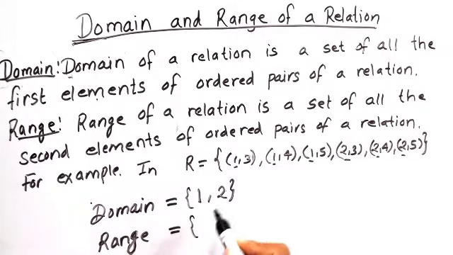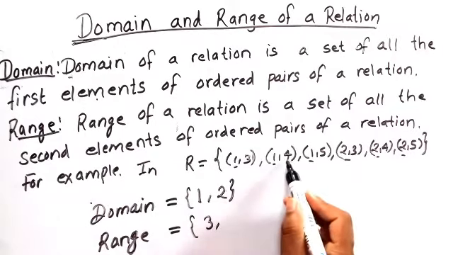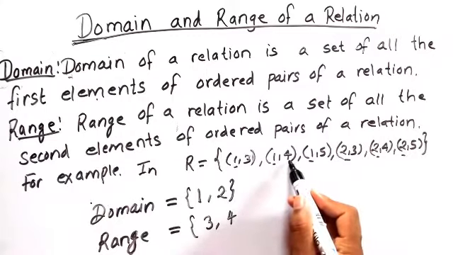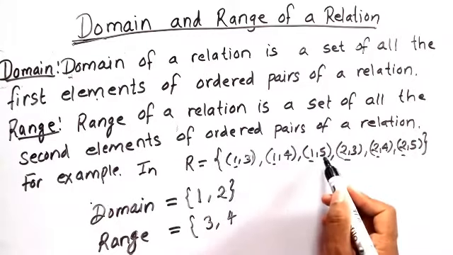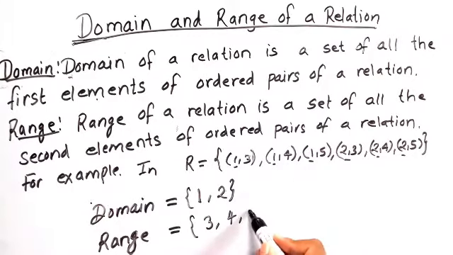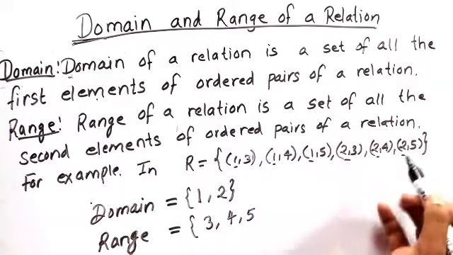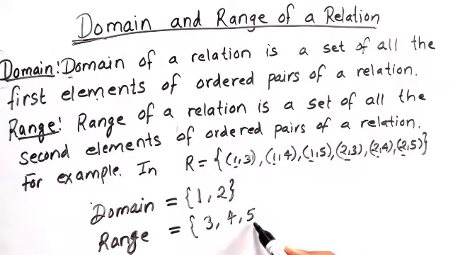And range: here the second element is 3, here the second element is 4, so we have written them, here the second element is 5. Here 3 we have already written, 4 we have already written, and here 5 we have already written. So the range in this relation is 3, 4, 5, and the domain in this relation is 1 and 2.